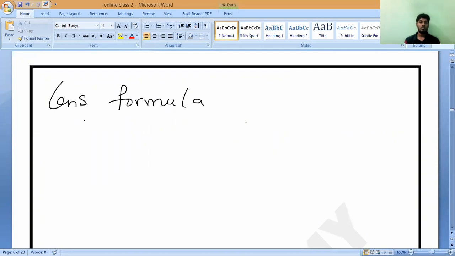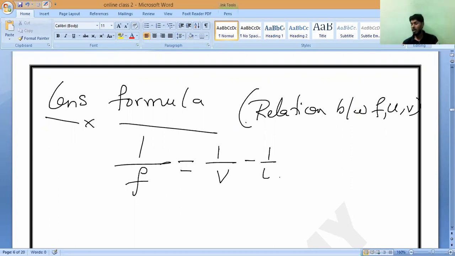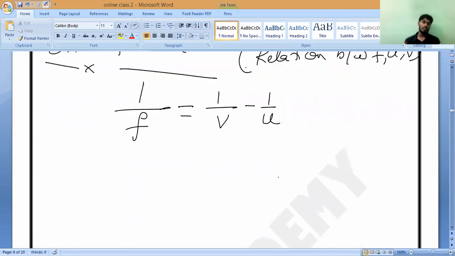Lens formula. As we know, I have already told you the lens formula. What is the lens formula? It gives the relation between focal length, image distance and object distance. So 1 by f is equal to 1 by v minus 1 by u. You should remember: 1 by f equals 1 by v minus 1 by u.